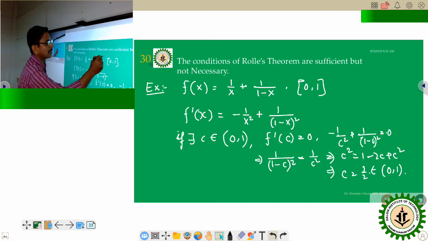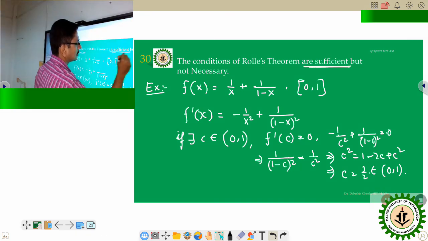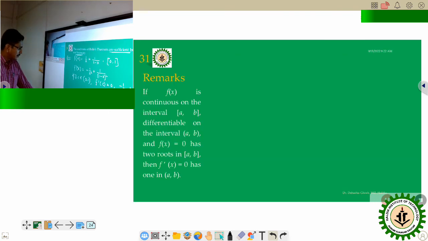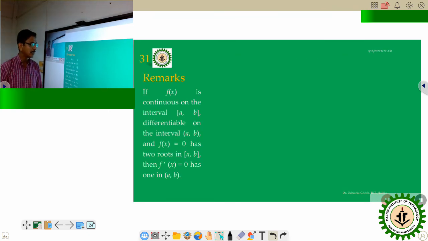A consequence of Rolle's theorem is that if you have a function which is continuous over the closed interval [a, b], and the function is also differentiable over the open interval (a, b), and we have two points at which the function value comes to 0, or we can say that the function has two roots over the closed interval [a, b], then we can claim that the derivative of the function has one root in between, in the open interval (a, b).